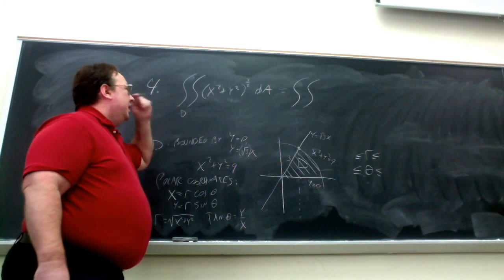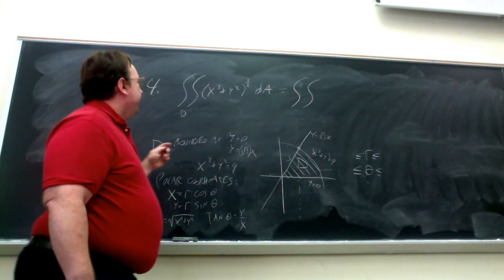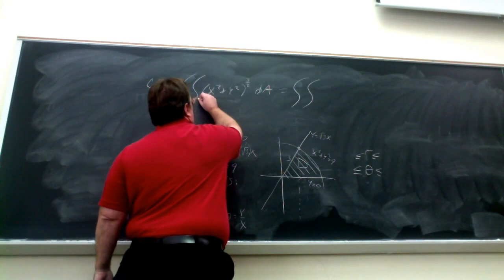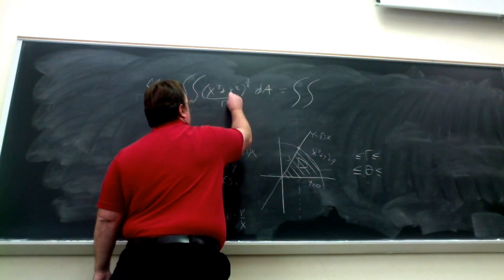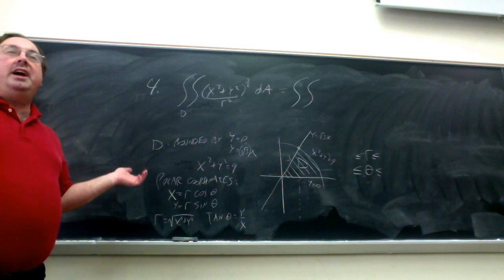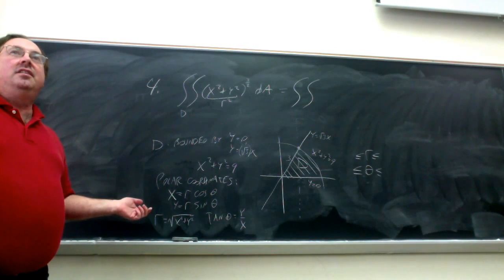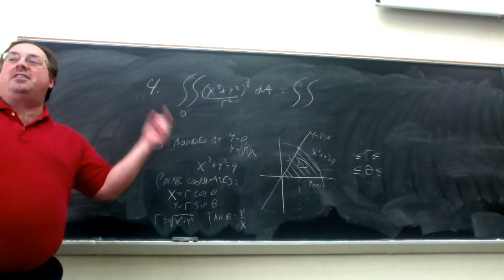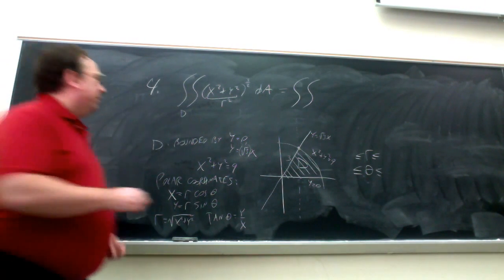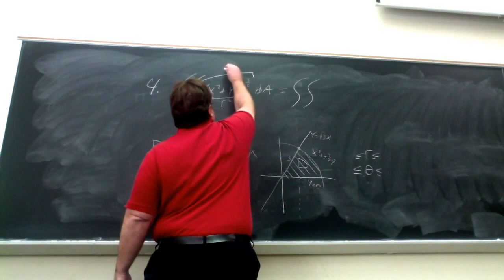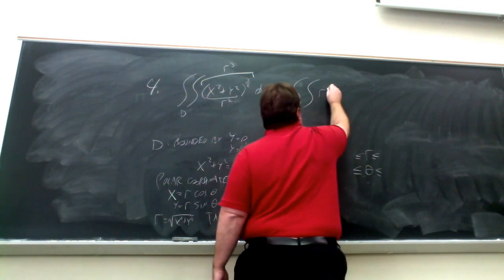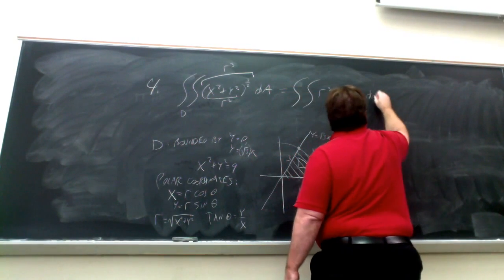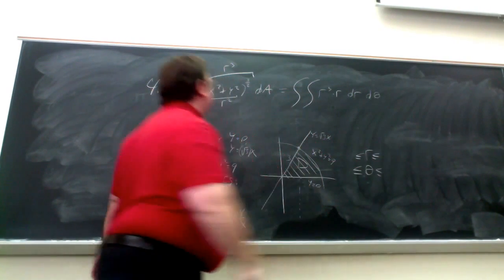So what is this going to become? This whole thing? R squared. The inside is r squared, and then we raise that to 3/2 and get r cubed. Well, r cubed, and then the extra factor of r. So this whole thing is r cubed. So we'll have r cubed as our integrand, and then the extra factor of r, dr d theta. So the overall integrand will be r to the 4th.